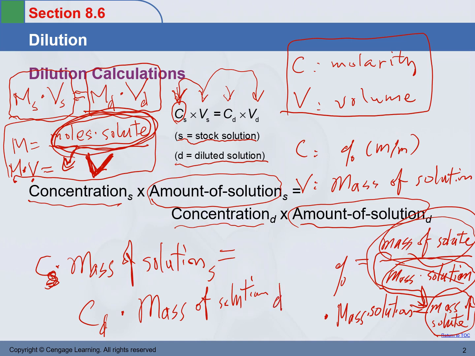diluted. What I'm trying to say is that the V in the original formula may be volume in the case of molarity, or may be mass in the case of percent by mass. It's all dependent on what kind of concentration you're using. I hope I made that clear to you, so let's move on.